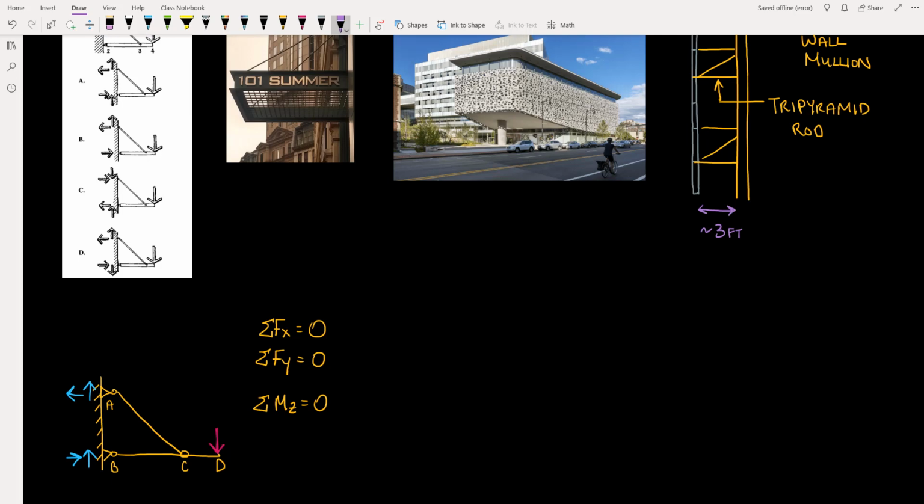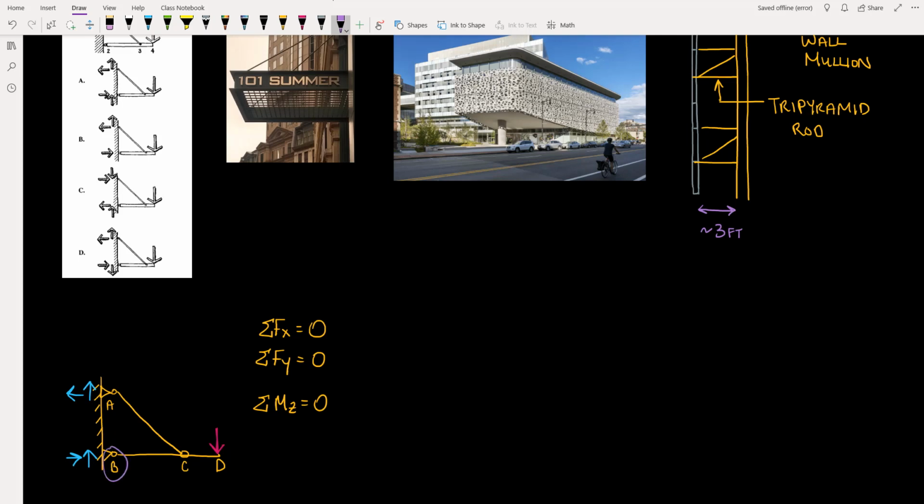So we need to pick a joint here, either joint A, B, C, or D, and we need to pick the joint that's going to remove the most number of forces. And of course, the joint that's going to allow us to do that is going to be either joint A or joint B, where we have our reactions. So I'm going to choose joint B to take my first moment.